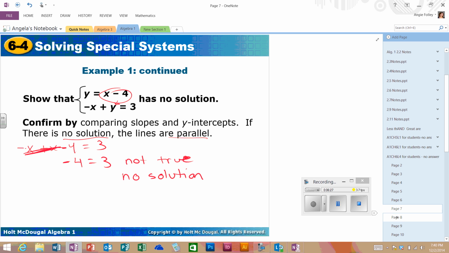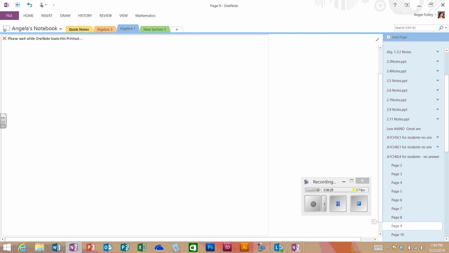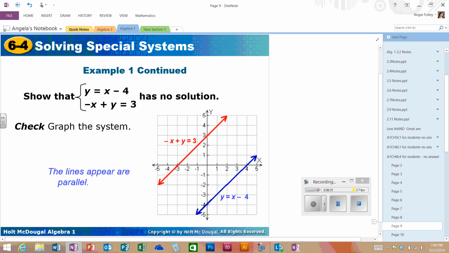So because we got no solution on this one, they're going to show you graphically now on a graph why it's no solution. If we were to graph these two lines, like if I were to rewrite this one and move the x over, they end up being parallel lines. That means they never intersect. So that's why there's no solution.